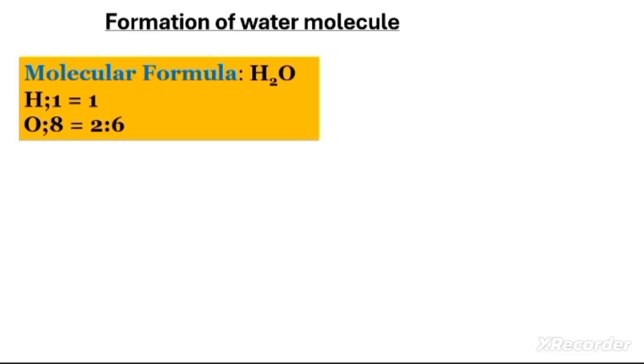Okay, so we have seen that hydrogen has one electron in the last shell, in the first and last shell. Then oxygen has 6 electrons in the last shell. So these are the numbers that we'll be dealing with as we demonstrate the formation of the water molecule. The number of electrons in the outermost shell of the hydrogen atom is 1, and of oxygen, 6.